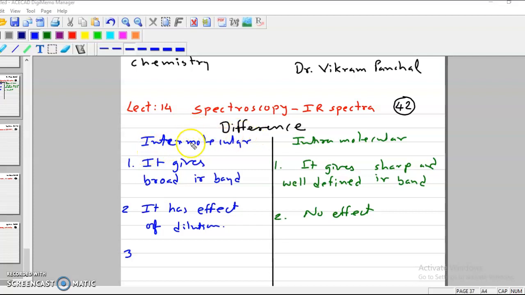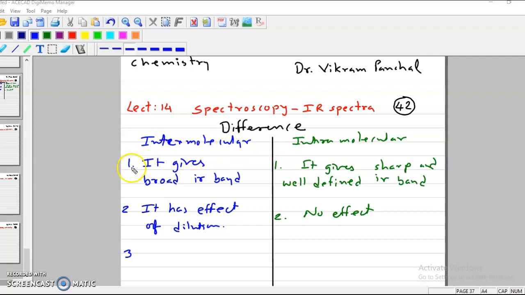So we were discussing in the previous lecture intermolecular hydrogen bonding and intramolecular hydrogen bonding, and at the end I could not complete the difference between these two. That's why I am repeating this part once again. So, intermolecular hydrogen bonding in IR spectra.